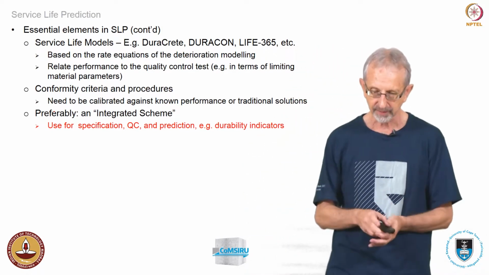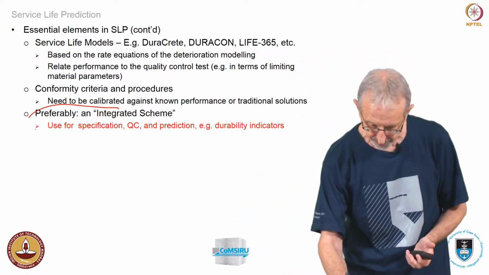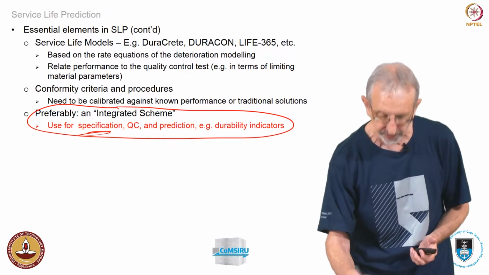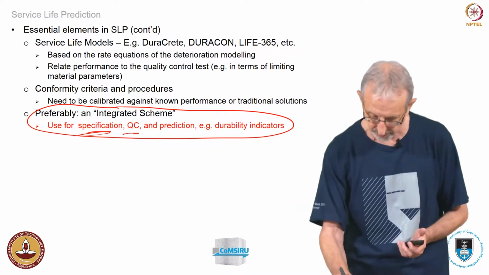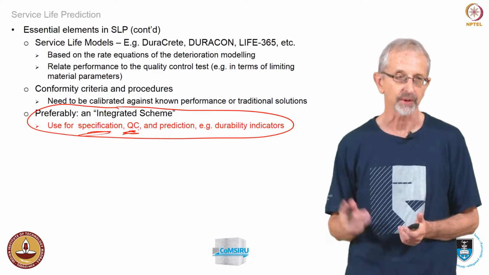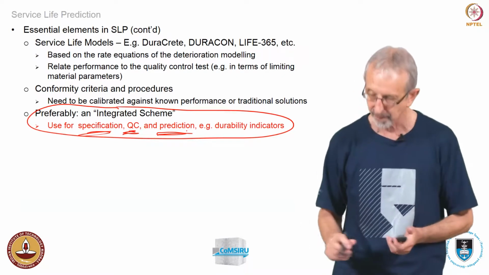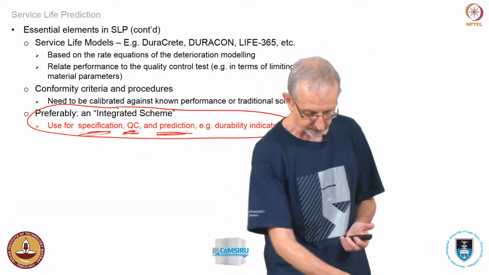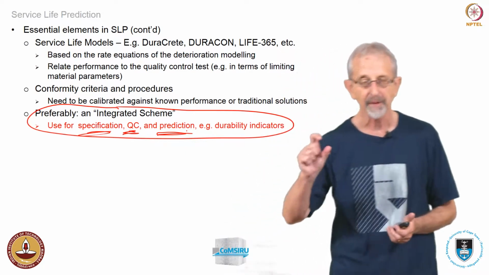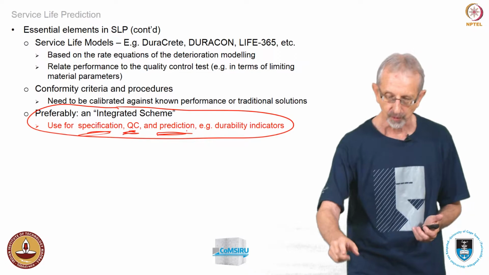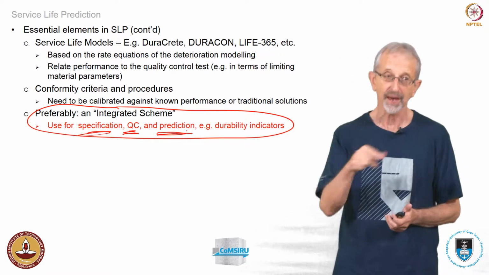And I come back to this question of integrated scheme. Many of these are not properly integrated, where we use them for specification, some specification limits. We use them for quality control. Can we measure them on the real structure to prove that we get it? And then can we use them in prediction? And that's a nice scheme, because if we can use a parameter, let's say a durability indicator or a durability index, for each of those three purposes, then we have an integrated scheme.